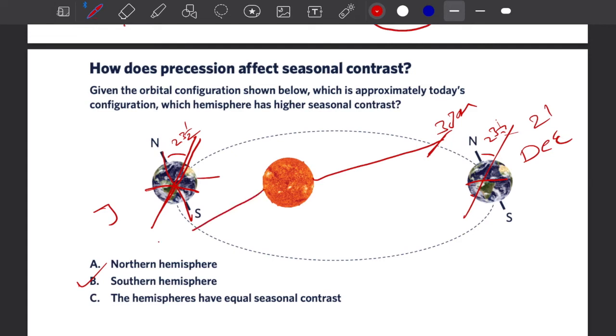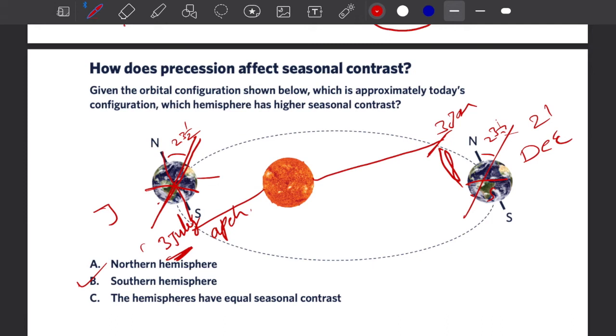In July, on 3rd July, we are at the farthest point. This is called aphelion. So we can say that the southern hemisphere has summer when we are slightly closer. Look here, it is summer now, and here we are closer to the sun. And in the southern hemisphere we have winter when we are farther from the sun.